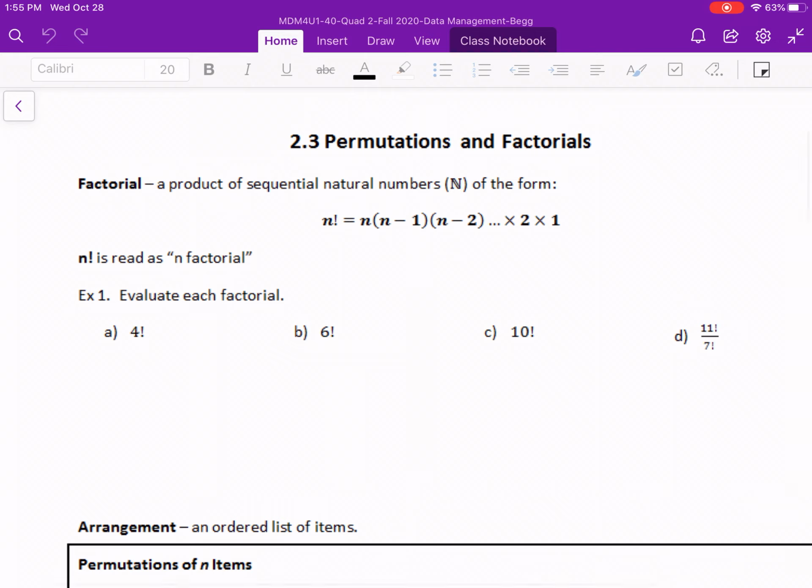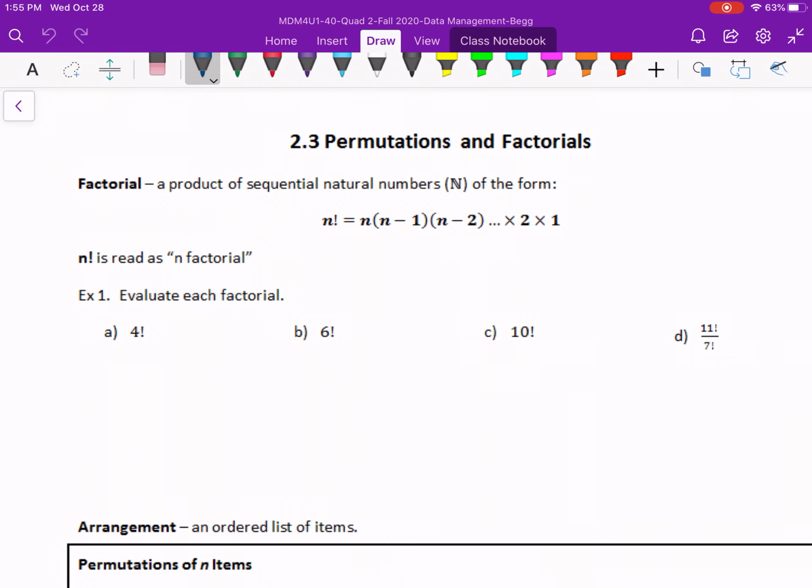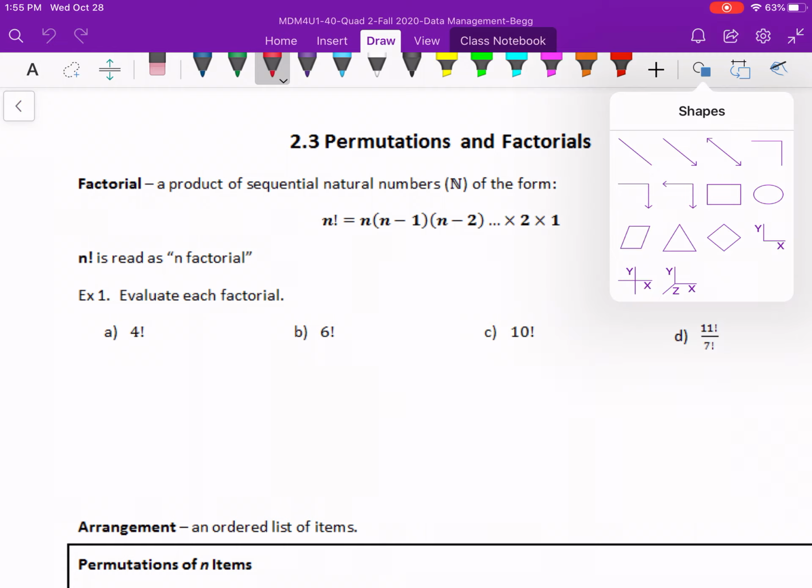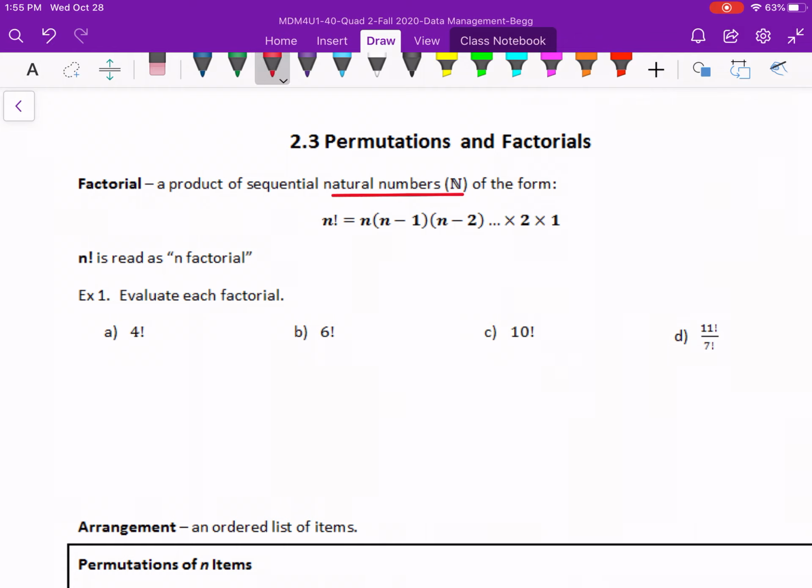Factorial is a product of sequential natural numbers of the form shown below. Before I get to the little formula, there are some important words here. Natural numbers are the numbers 1, 2, 3, 4, 5. No decimals, no fractions, doesn't include the number 0. It's just if we were counting things. You know, 1 banana, 2 bananas, 3 bananas, we'd use natural numbers. Sequential means that we're going to do it in order.